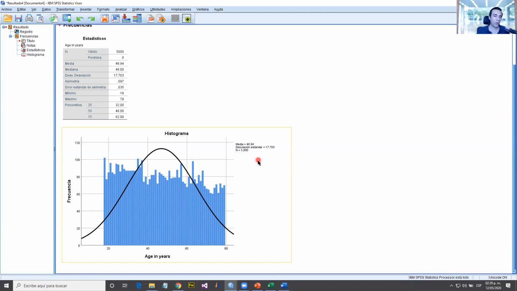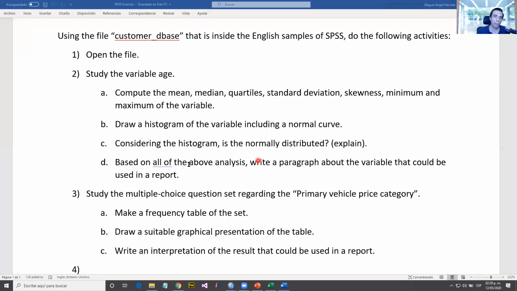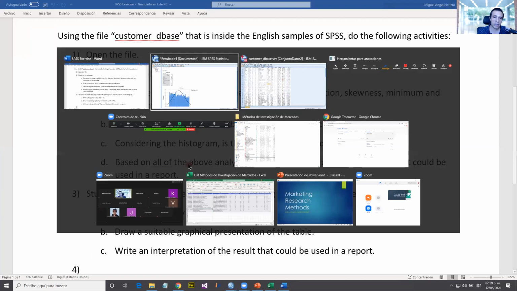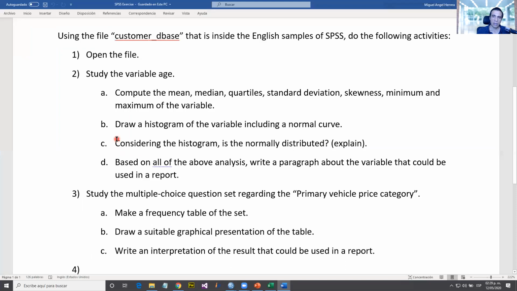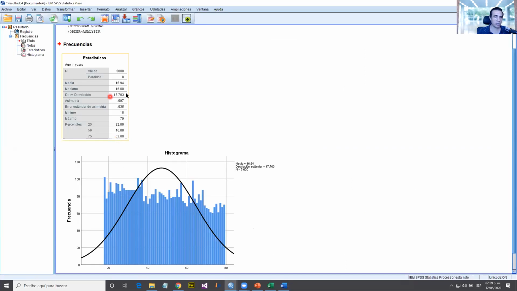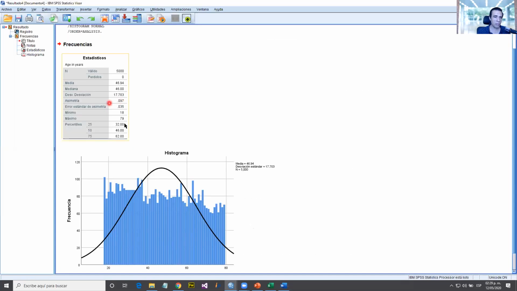Okay, so the question was, let's go to the exercise file. It says right there, compute mean, median, quartiles. Let's see, mean, yes, it is right here. Median, it is right here. Quartiles, we have them right here, 32, 46, and 62. And standard deviation, it is right here. Skewness is right here. Minimum and maximum. Minimum, yes, everything is right here. Right here, all of them.